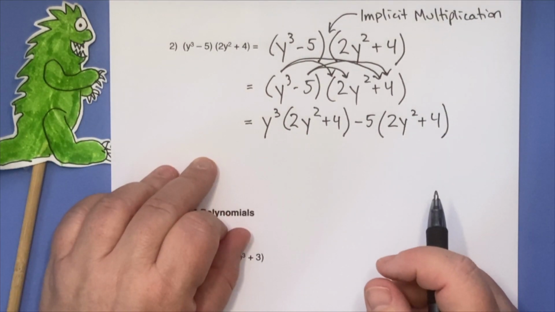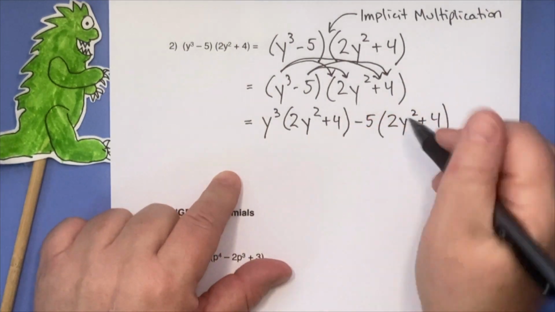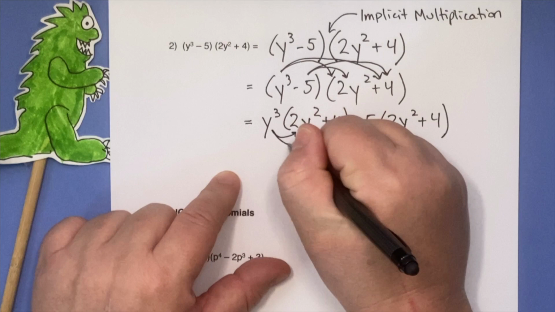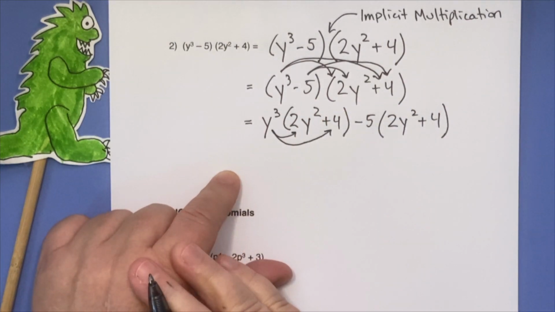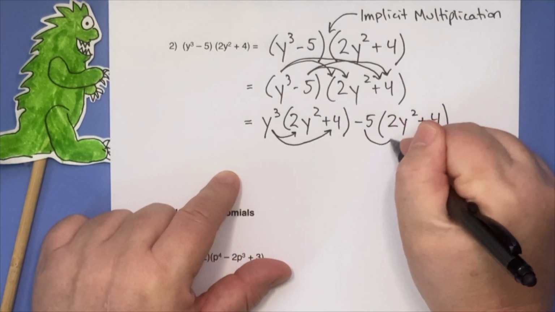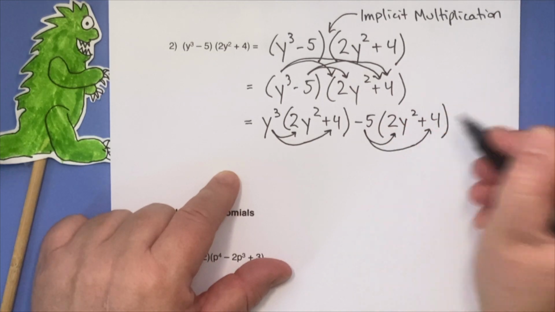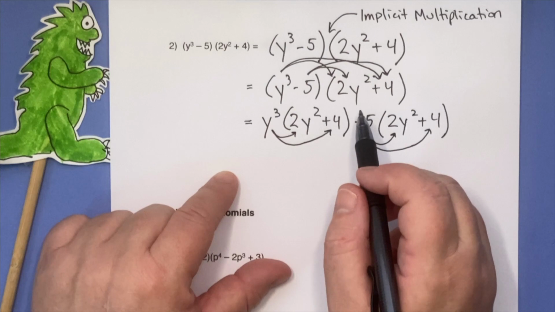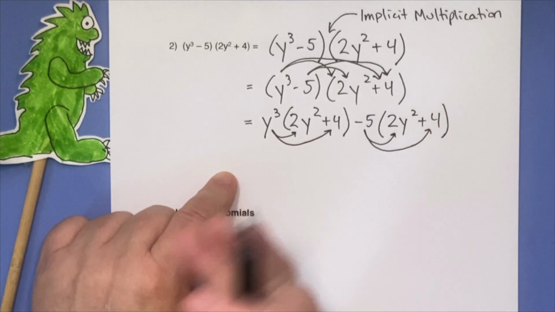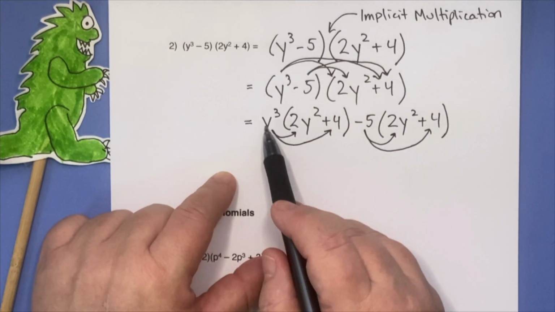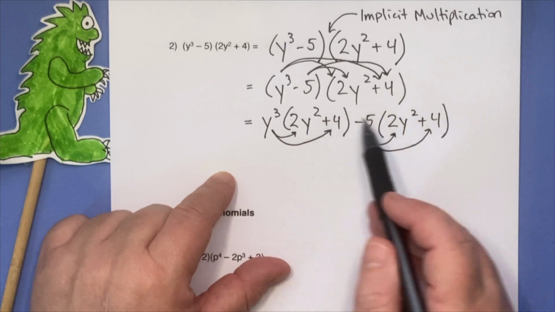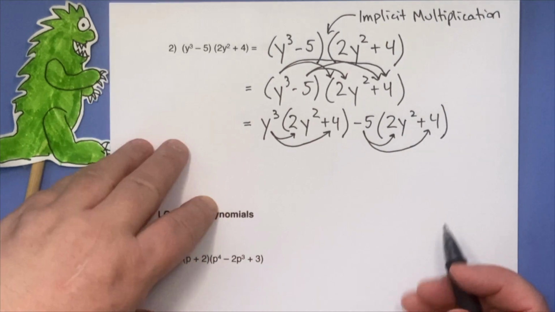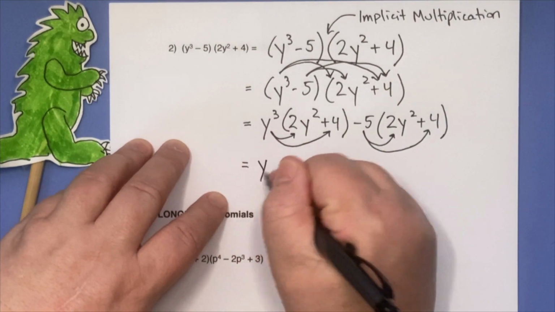If you ever run out of room, you can always draw the arrows underneath. The y cubed multiplies times each of those terms, and the minus 5 multiplies times each of those terms. So rather than having a billion little arrows running around, you just break it down so we've got 2 multiplications here and 2 multiplications here. So we take them one at a time. And it's really great that we can do this. It makes it a lot simpler.